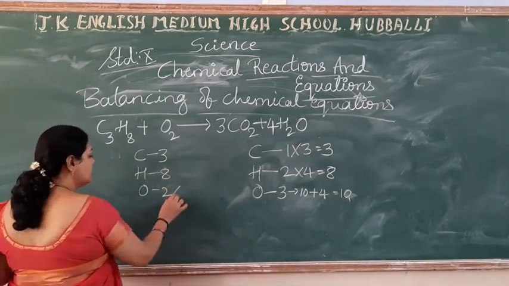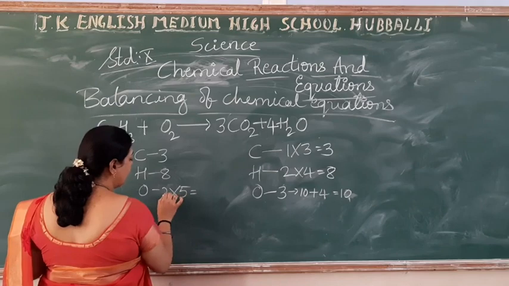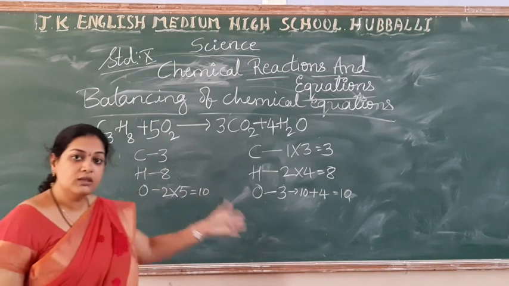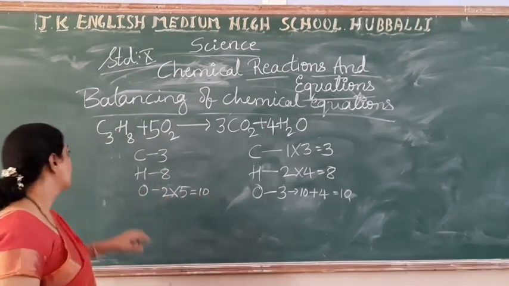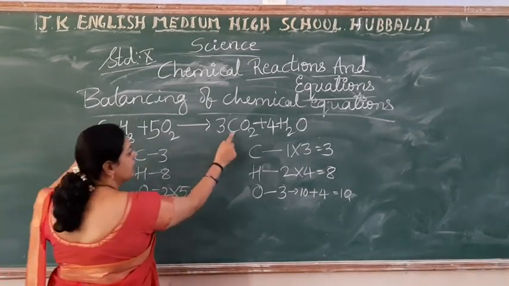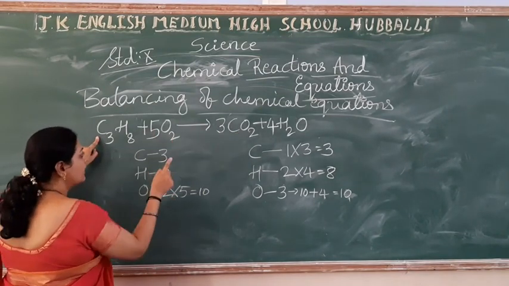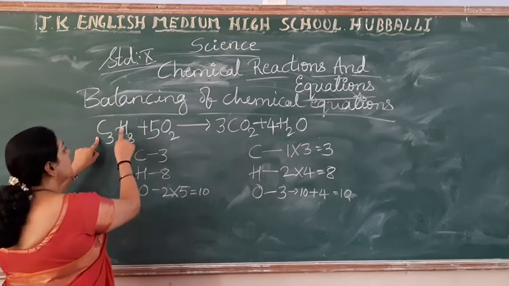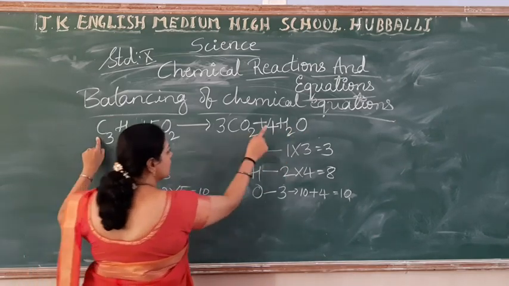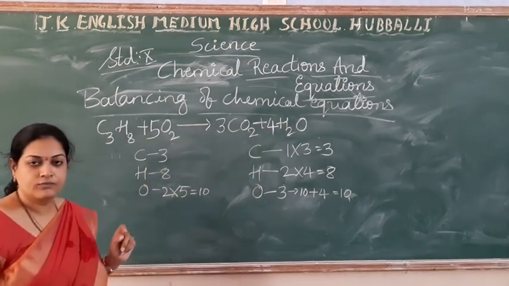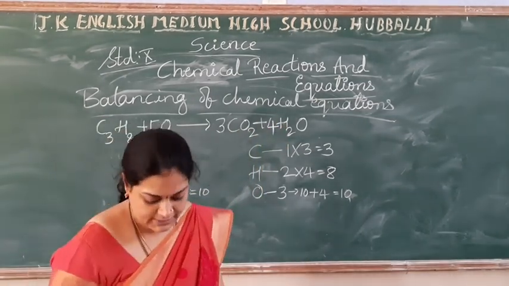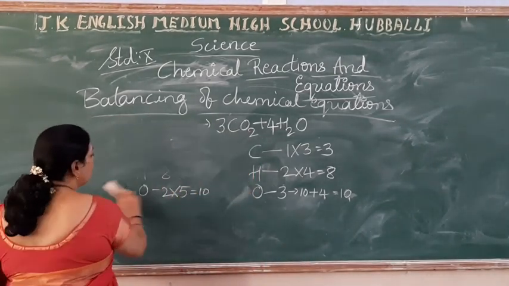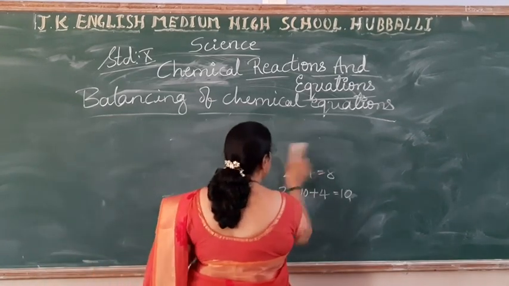So what can I do? This 2 let me multiply with 5, 5 2s are 10. So let me write the 5. Now check the full equation once again students. 3 carbon, 5 2s are 10 oxygen, 3 2s are 6 plus 4, 10 oxygen, 8 hydrogen, 4 2s are 8 hydrogen. Equation is balanced? Yes.